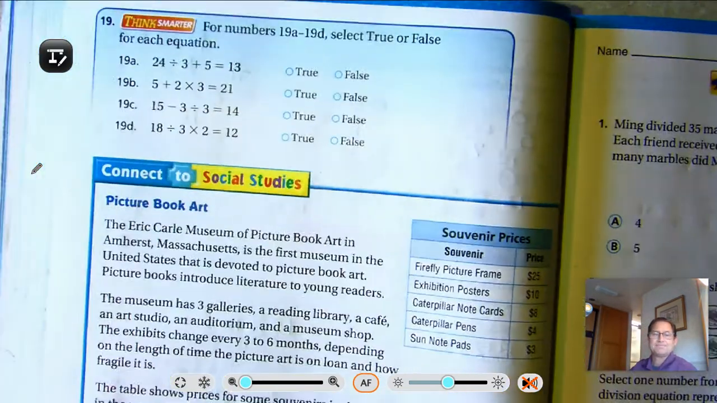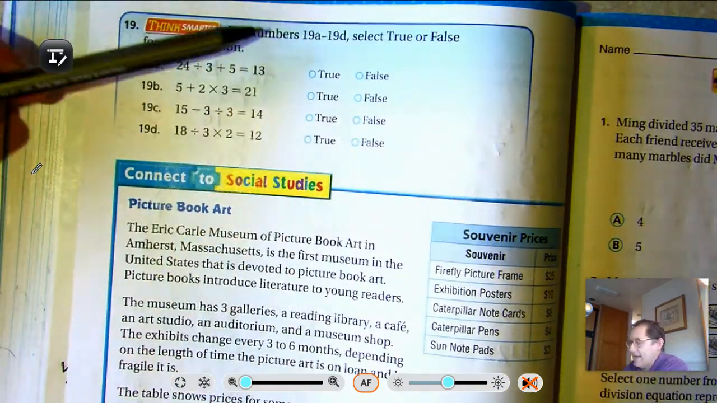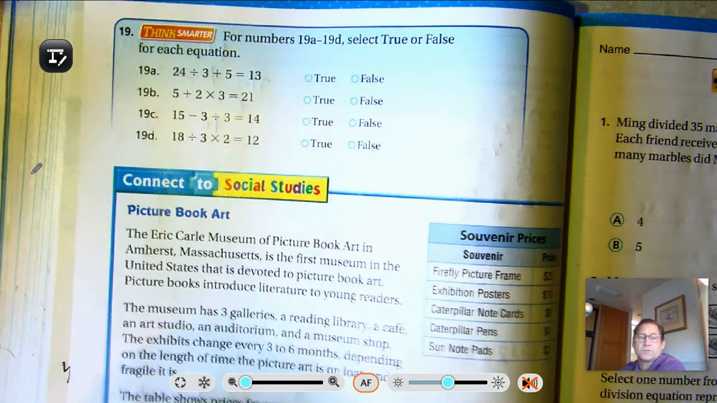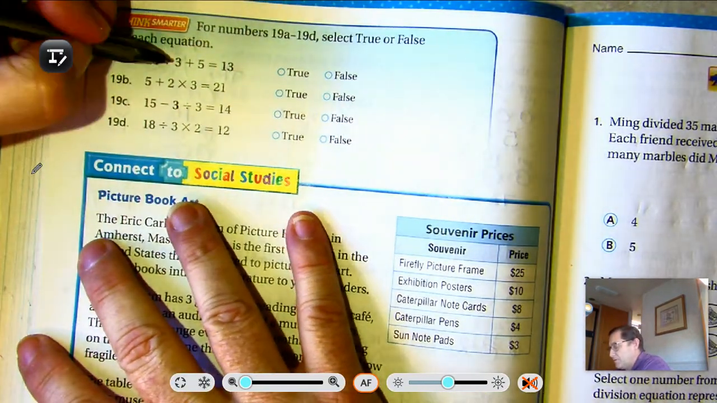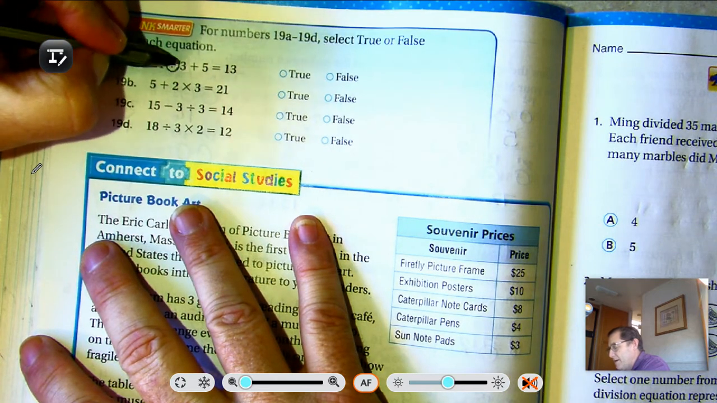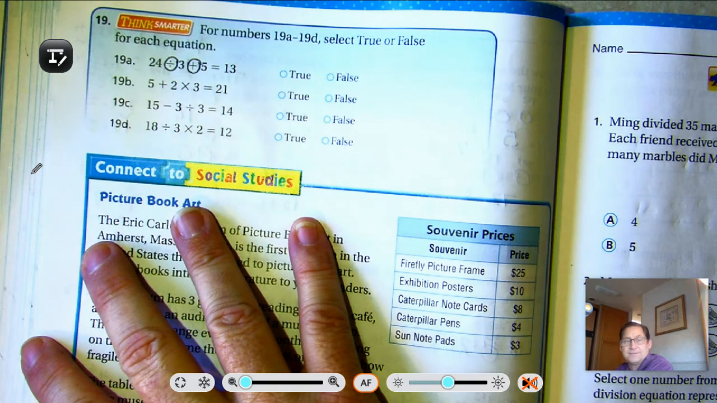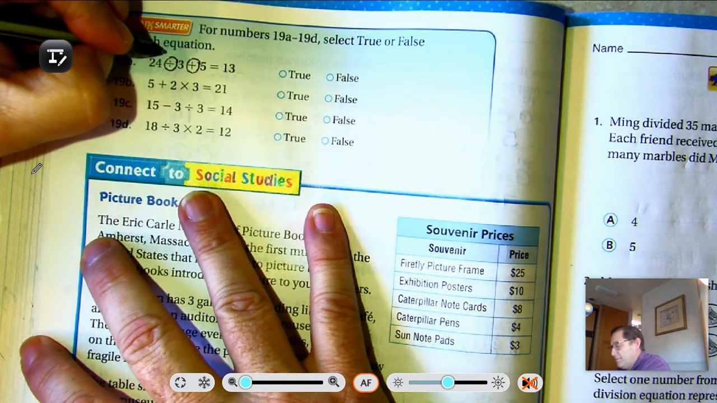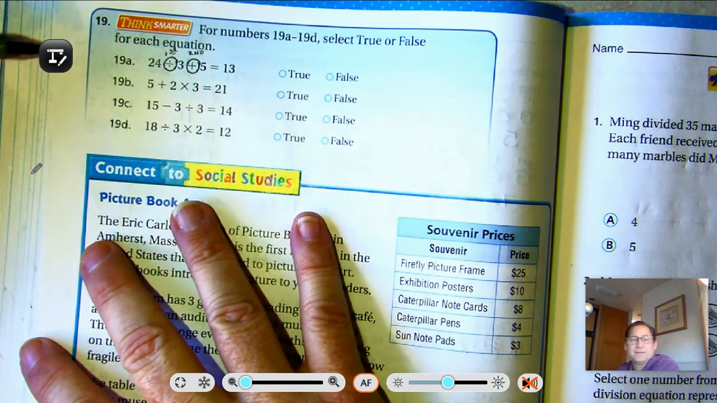Page 310, number 19. 19A through 19D, select true or false for each equation. All right, so is 24 divided by 3 plus 5, 13? Well, division is above addition, so we're going to divide first and then add.